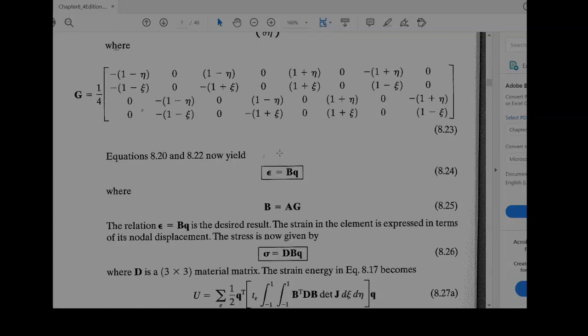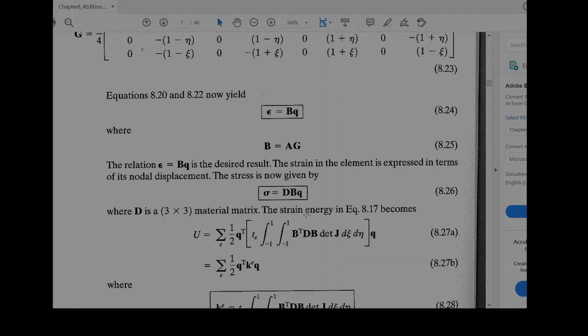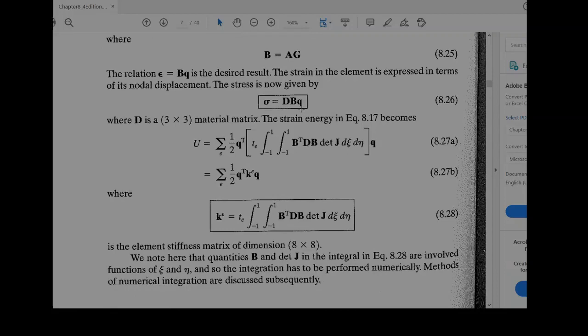And then we can write it as epsilon equals BQ, where B is now A times G. Stress is DBQ. And then once I have that, I can now write out my stiffness matrix, with the determinant of the Jacobian that relates dx dy to the local coordinates derivatives in the -1, 1 domain. Constant thickness: if the thickness is not a function of psi and eta and it's just constant, it gets pulled out in front. Beautiful.